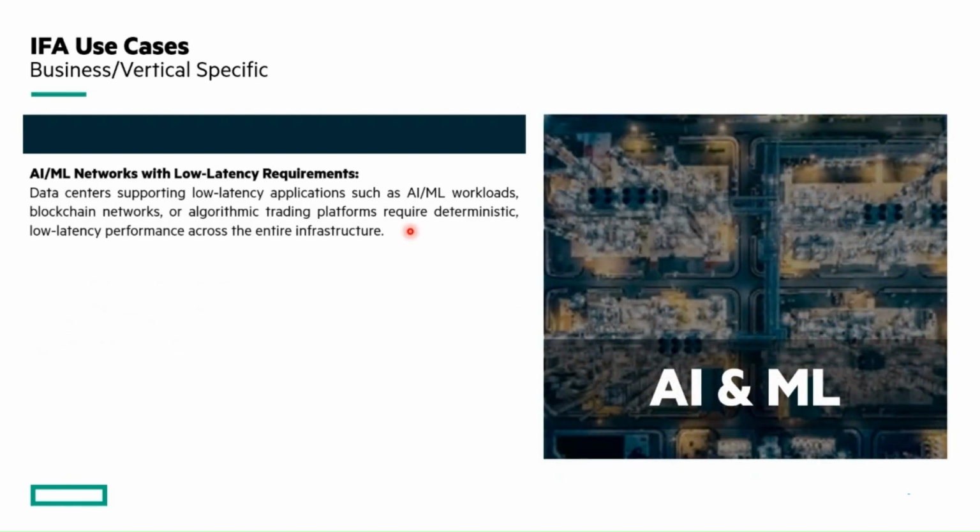Finally, we have AI/ML networks with low latency requirements. So data centers supporting low latency applications such as AI/ML workloads, blockchain networks, or algorithmic trading platforms require deterministic low latency performance across the entire infrastructure. These were some of the examples where SLAs fit in, and IFA can prove to be a strong solution to provide the details in real time, especially around network issues such as latency, congestion, and packet drops.